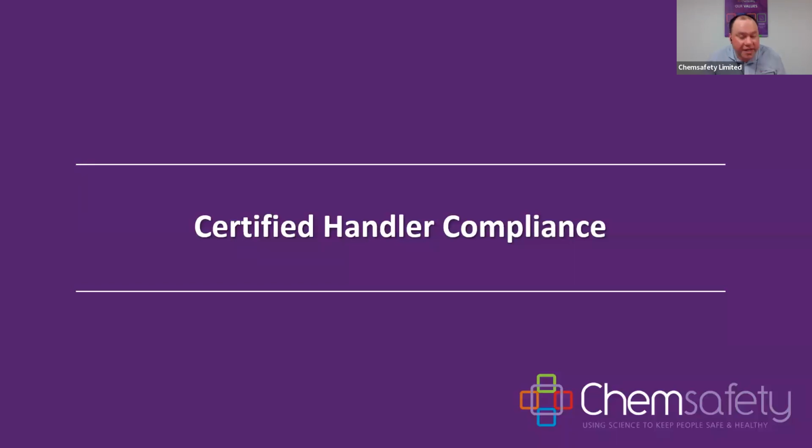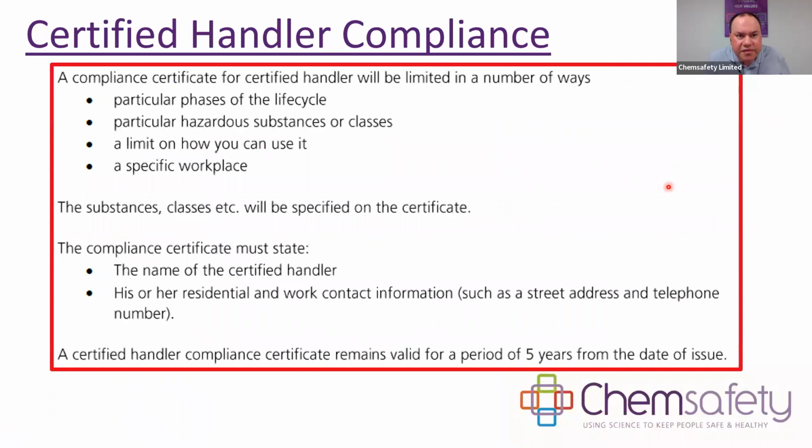So let's just look at some of the ins and outs around certified handler compliance. So here we have a compliance certificate for certified handlers will be limited in a number of ways, okay? So it could be limited to the particular phase of life cycle, as I mentioned before, either storage or use, or just storage or disposal, or in some cases even transportation. With regards to transportation life cycles, not often we come across them, but they're mainly for the large bulk tank wagons and ISO containers of things like CCA, timber treatment products, or formaldehyde as well, bulk tank wagons of formaldehyde we've come across in the past.